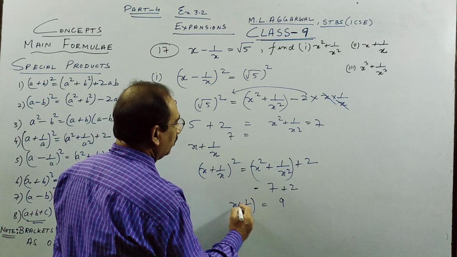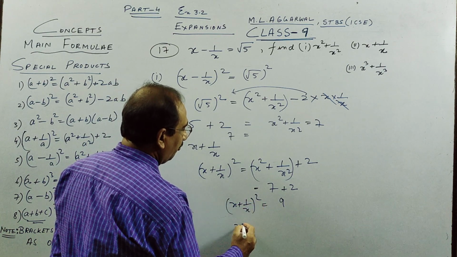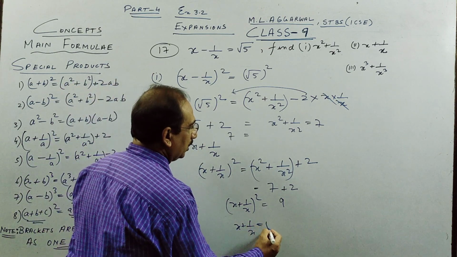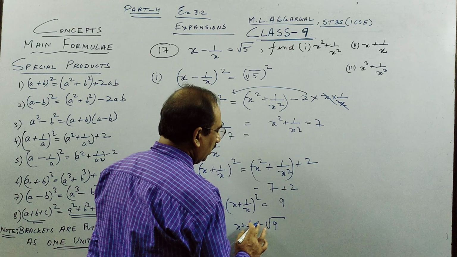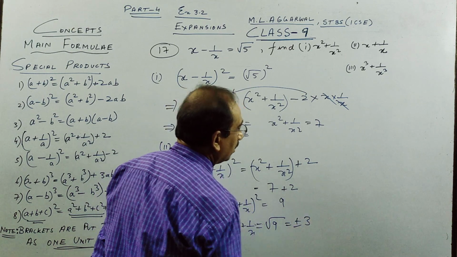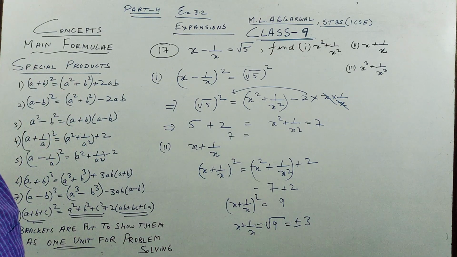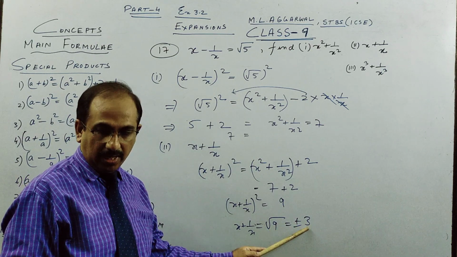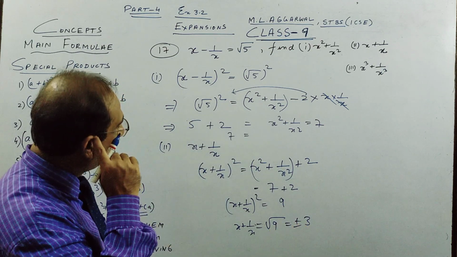So what we do next step, we have to get x plus 1 by x. So root over this side, root over 9, children, is plus minus 3, because 3 square is 9 and minus 3 square is also 9.